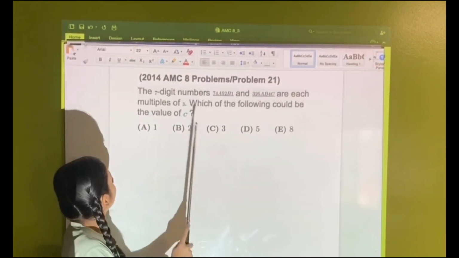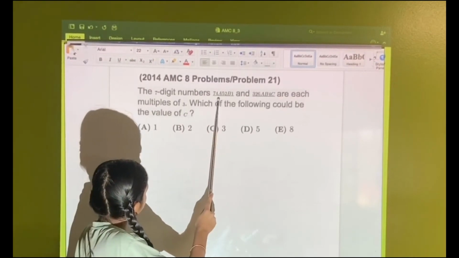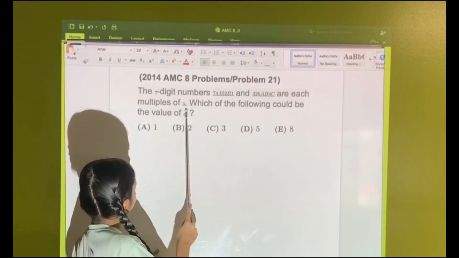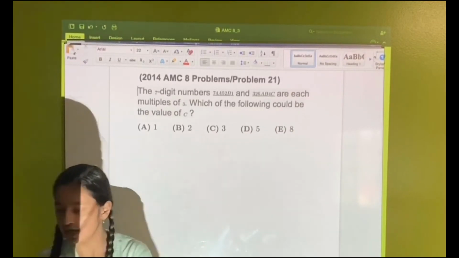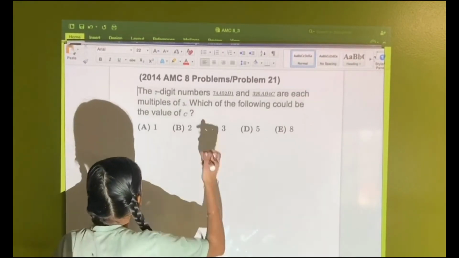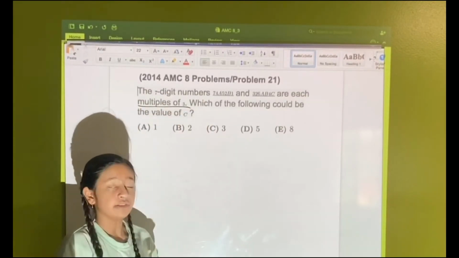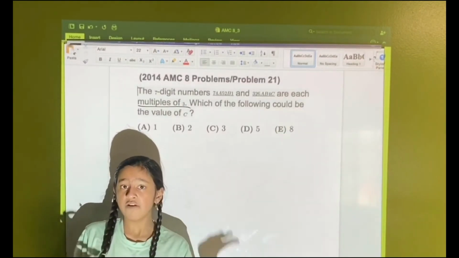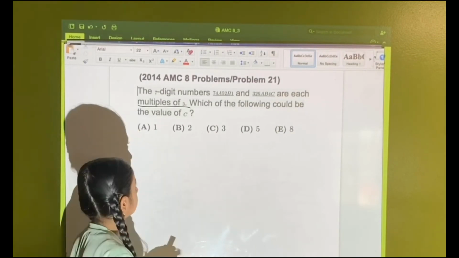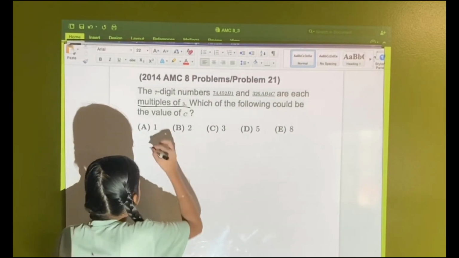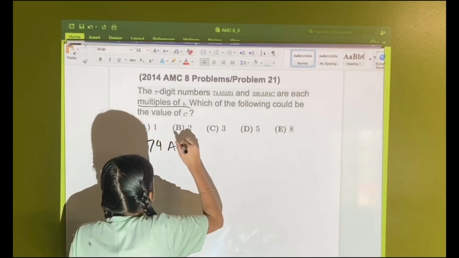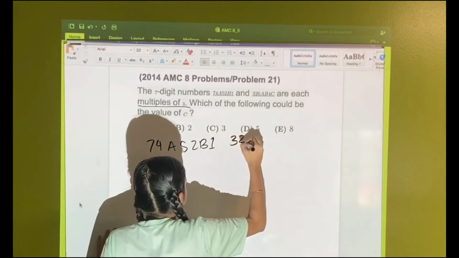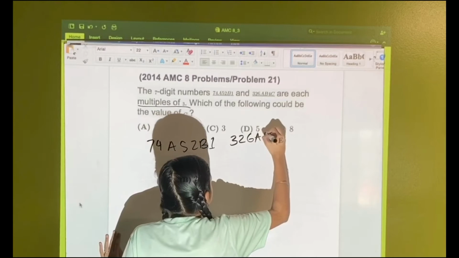Next problem. The 7-digit numbers 74A52B1 and 326AB4C are each multiples of 3. Which of the following could be the value of C? So that means these numbers are divisible by 3. 3's rule is that the sum of the digits of a number should be divisible by 3 for the number to be divisible by 3. So our first number, 74A52B1, and our second number, 326AB4C.